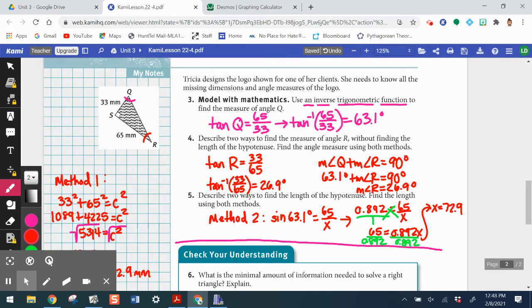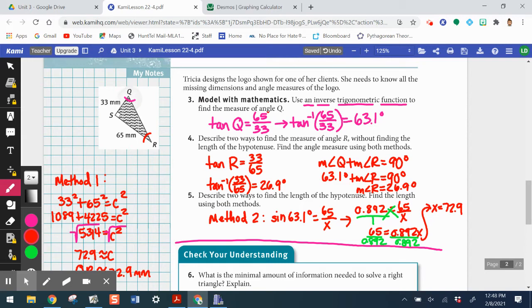Okay, so item 3, the first task that they give us, we could have honestly found QR at this point because we have 2 of the legs of this right triangle. So we could go ahead and find the hypotenuse using the Pythagorean theorem, and that is item 5. But they wanted us to find the measure of angle Q first. So anytime we're finding an angle measure, we're using an inverse trig function. So let's talk about what we have and why I landed on the tangent function.